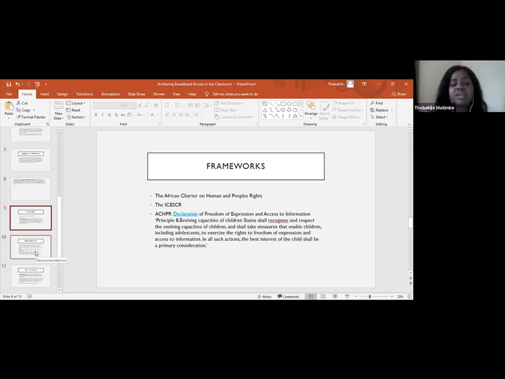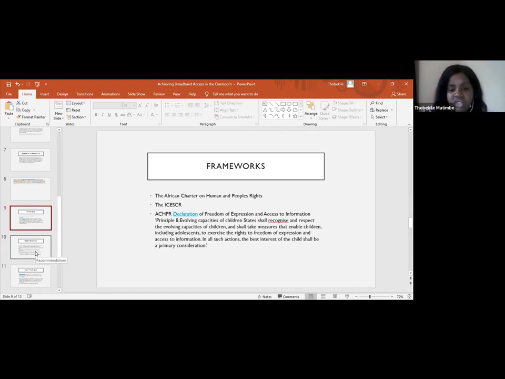Then we look at the African Commission on Human and People's Rights, which just released in 2019 the Declaration of Principles on Freedom of Expression and Access to Information. Under Principle 8, on the evolving capacities of children, it says states shall recognize and respect the evolving capacities of children and take measures that enable children, including adolescents, to exercise the right to freedom of expression and access to information. In all such actions, the best interest of the child shall be a primary consideration.